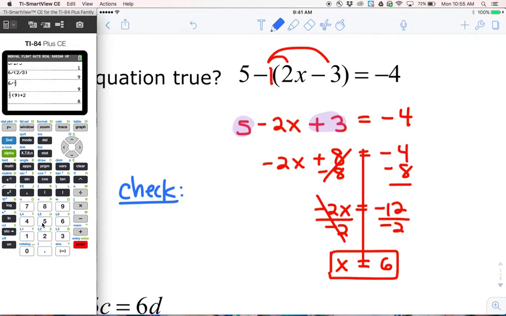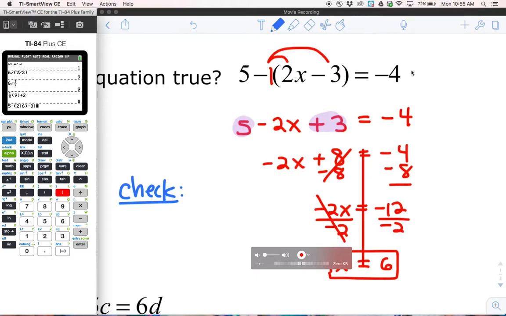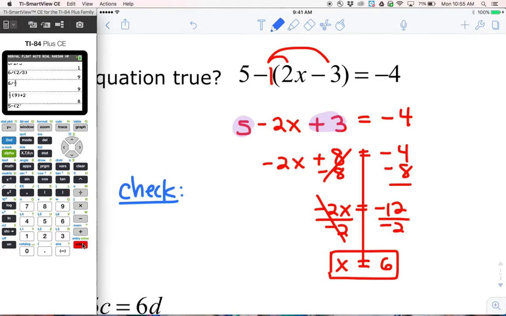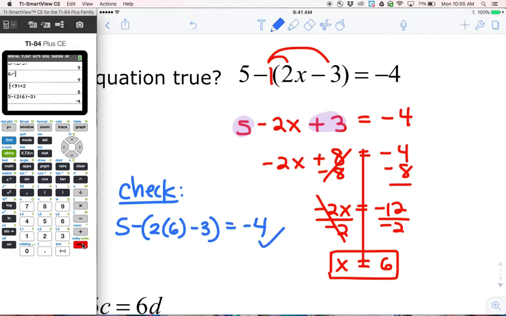All right, here. My left side of the equation, we had 5 minus parentheses 2x. Now, I think x is 6, so I'm going to plug that in. And then I've got -3 close parentheses. So since this is only on the left side, on the right side, we just have -4. When I press enter, I should be getting -4, and I do. So I know that I'm right. All right, when I plugged it in, I got -4. Okay, so we know that this is the correct answer.